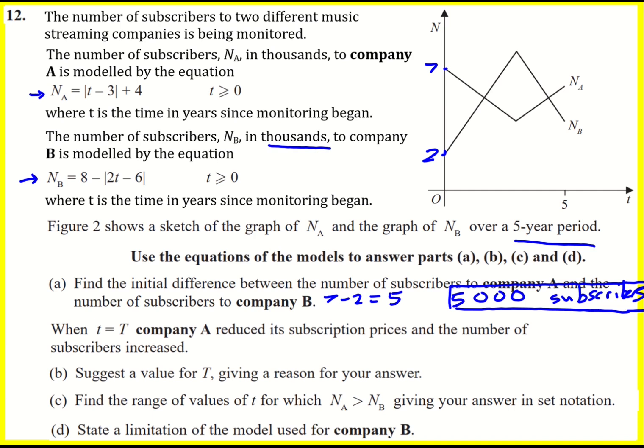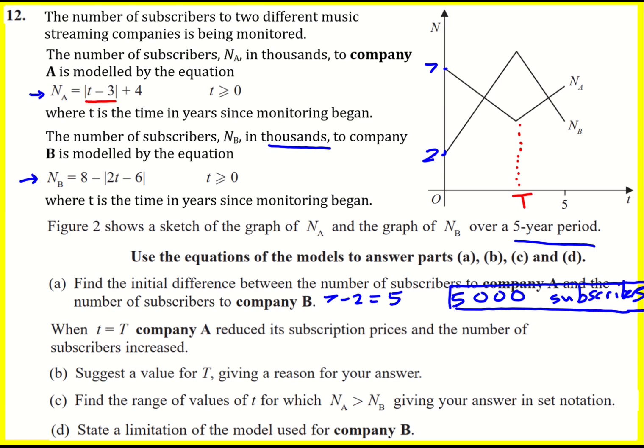Moving on, when time is capital T, company A reduced its subscription prices and the number of subscribers increased. And we can see that happening. It's going down and then it comes back up. Suggest a value for T, giving a reason for your answer. So it's surely going to be here where the number of subscribers bounces back up, and it's going to be where we get the critical value in our modulus function.